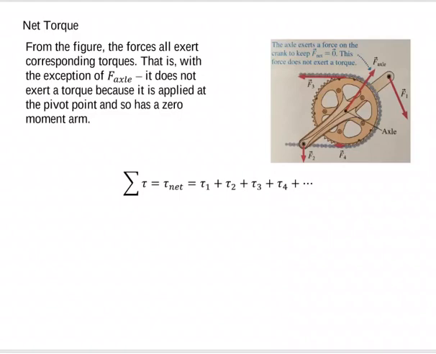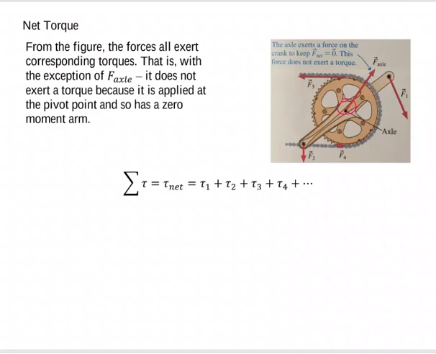So now, net torque. From the figure here, the forces all exert corresponding torques. Like you see, we have forces being applied in all these different directions from the pedals on the bicycle wheel and the chain and so forth. With the exception of the force on the axle right there, that would not be exerting a torque because there is no radius away from the pivot. So there's no moment arm, so no torque.